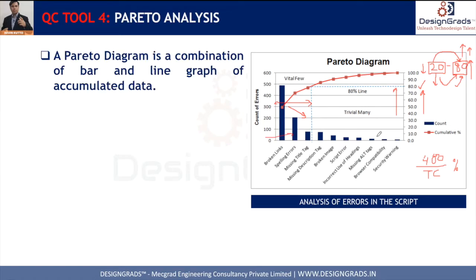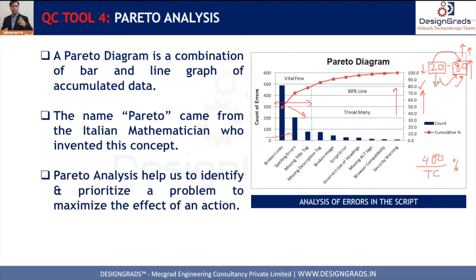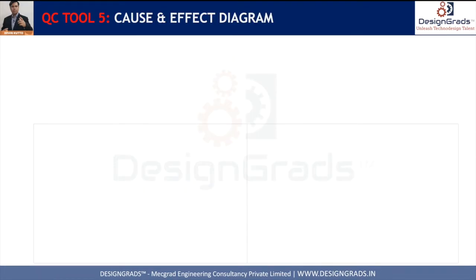Pareto diagram is a combination of bars and line graphs of accumulated data, meaning cumulative data. The name Pareto came from the Italian mathematician who invented this concept. Pareto analysis helps us to identify and prioritize problems to maximize the effect of the action. Next QC tool is cause and effect diagram.